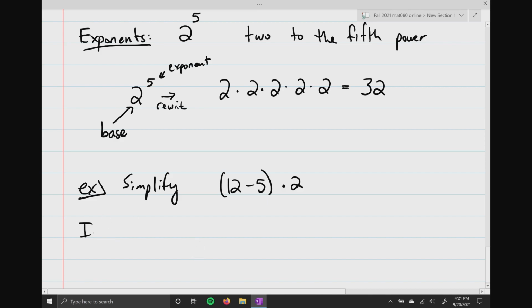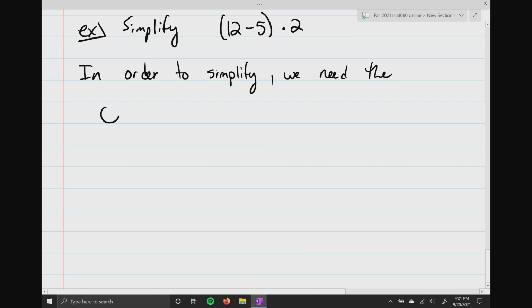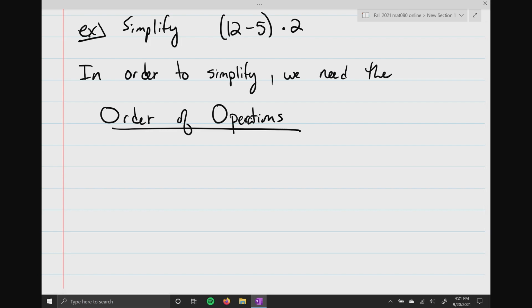In order to simplify, we need, and this is the biggie here, order of operations. The order meaning this is what you do first, this is what you do second. Operations: add, subtract, multiply, and divide. So there is an order, and some of you may have already known this. I'm going to say something, and I never ever want you to repeat it again because I don't like it, but I'm going to say it anyways.